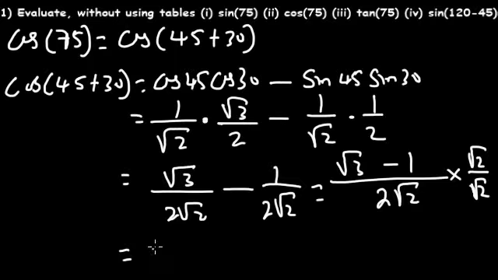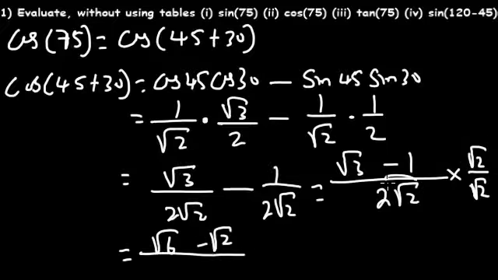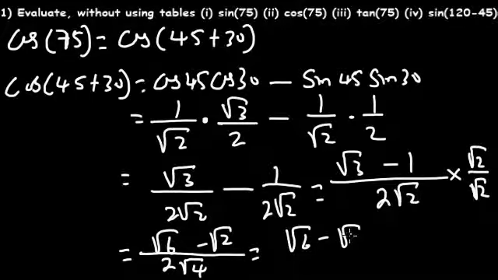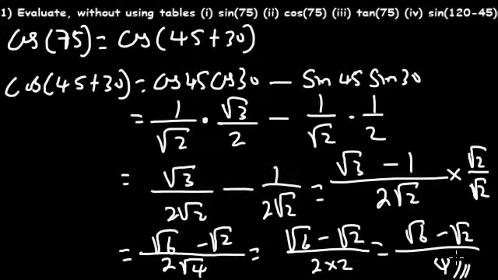So upon multiplying, we have √3 times √2, so gives us √6. Then negative 1 times √2, which gives us negative √2. Then we have division of 2√2 times √2 gives us 2×2. And finally, we have root 6 minus root 2 divided by 2 times 2, which is 4. And final answer in this case is also root 6 minus root 2 divided by 4. So this is also our final answer to question Roman figure 2.